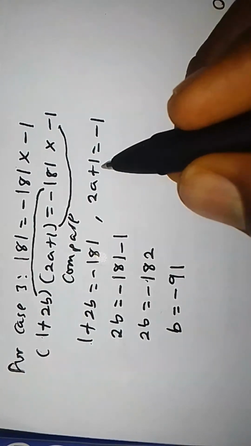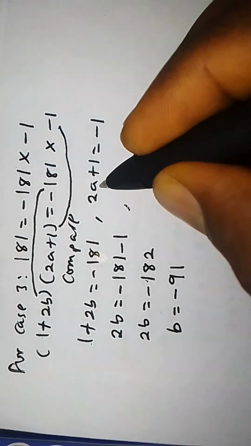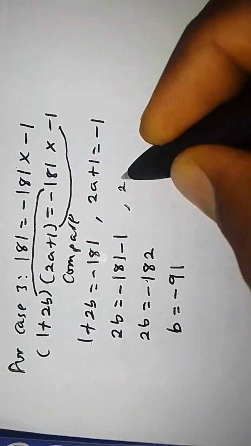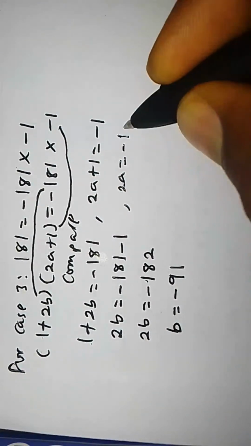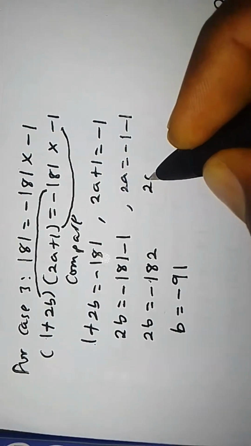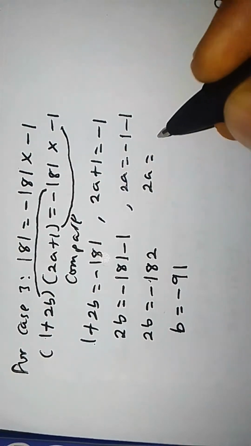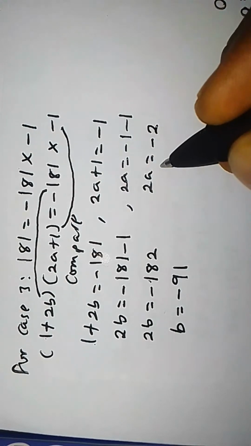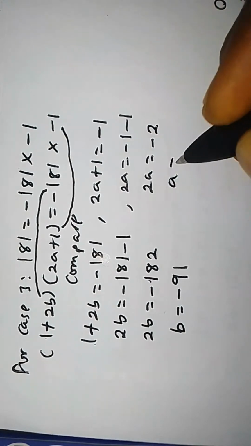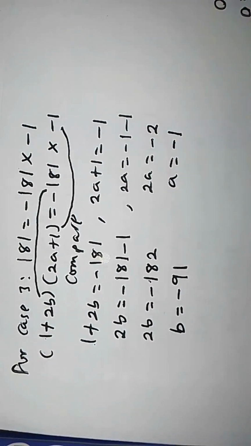Now let us consider this. Moving 1 to the right hand side, 2a is equal to minus 1 minus 1, that is minus 2. Divide both sides by 2, a equals minus 1.